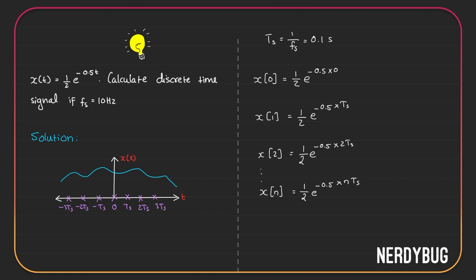Now let's introduce the value of ts. We know ts is 0.1 seconds. So I can write this as half e to the power minus 0.5 multiplied by n multiplied by ts, which is 0.1. We can write our final answer now. X of n, the discrete version of this signal, is going to be half e raised to minus 0.05 n.